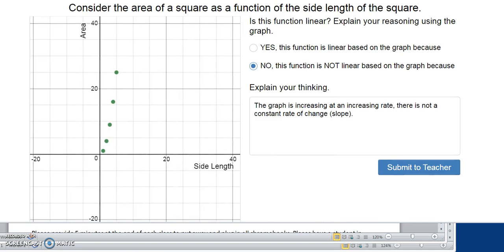If we wanted to know if this is a linear function, this function is not linear based on the graph, and we can say the graph is increasing at an increasing rate, and there is not a constant rate of change or slope. Again, we're noticing that the graph is not linear.